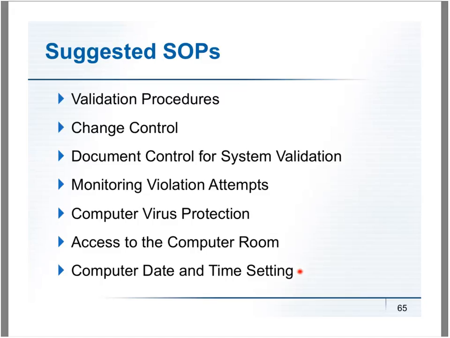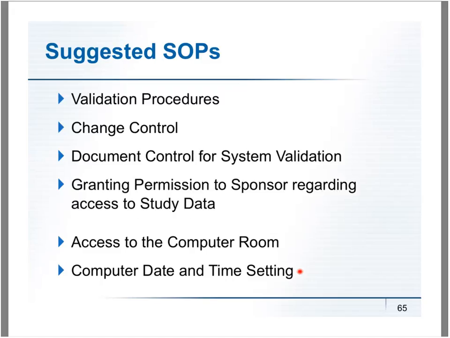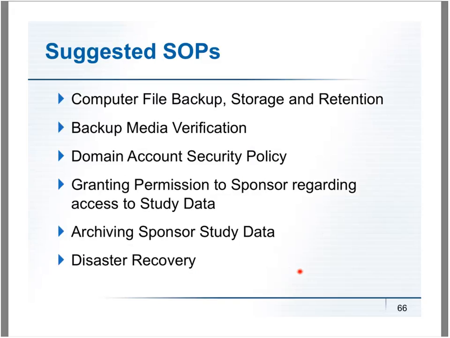And then date and time setting. There has to be an SOP so that on a regular basis, the computer date and time stamp is the same as the electronic record and is the same as on your wall. So all these have to be set up. And these are some more suggestions. Let me call your attention to granting permission to the sponsor regarding access to data. Sponsor can't just walk in and get this data. They can't. You have to make sure you give it to them.